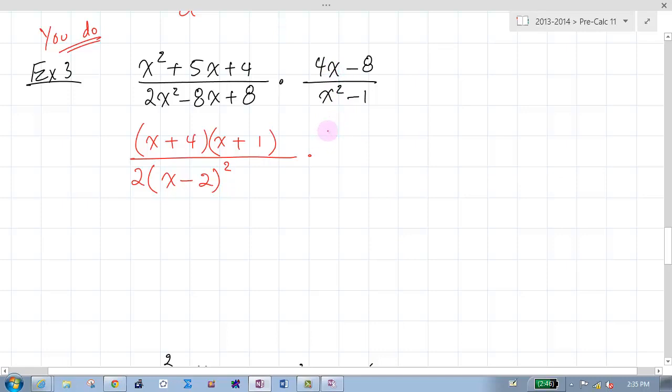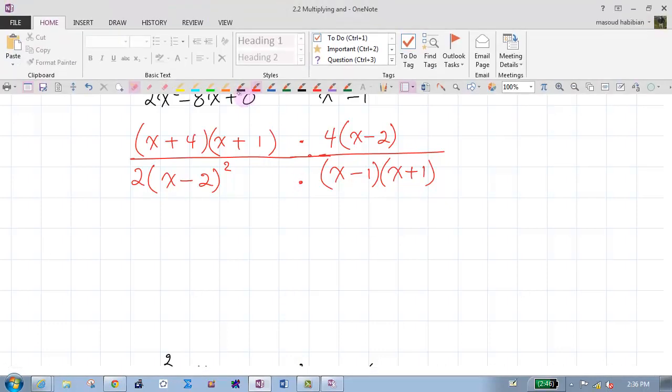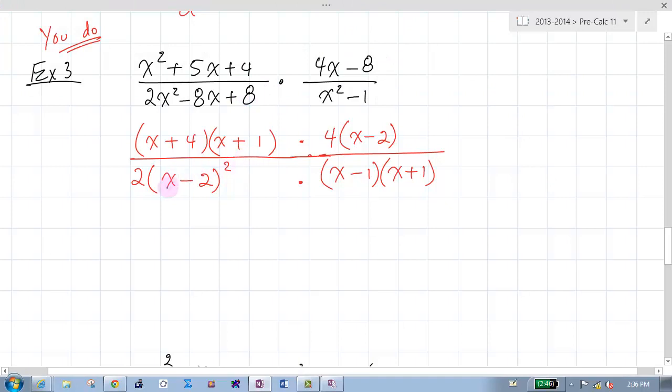I'm going to take out the GCF of the numerator. This is 4 times x minus 2. The denominator of the second one is x minus 1 times x plus 1 in the factored form. Now I'm going to extend this fraction line, and I'm going to make it a multiplication of the numerators and a multiplication of the denominators. Now I'm going to look to cancel what's common between the numerator and the denominator.